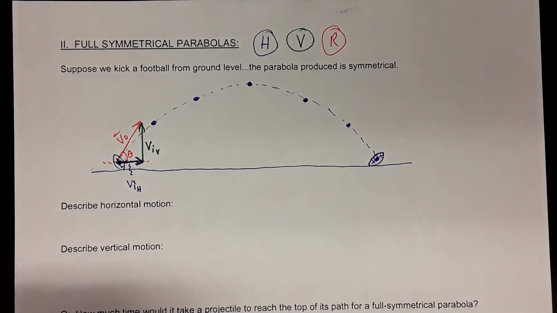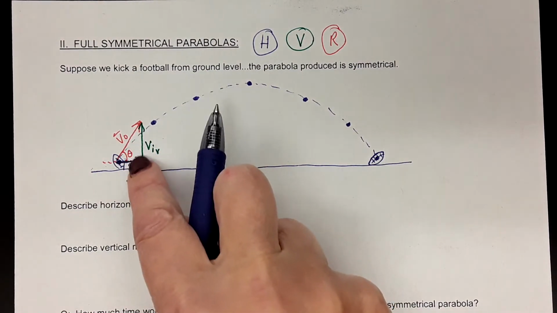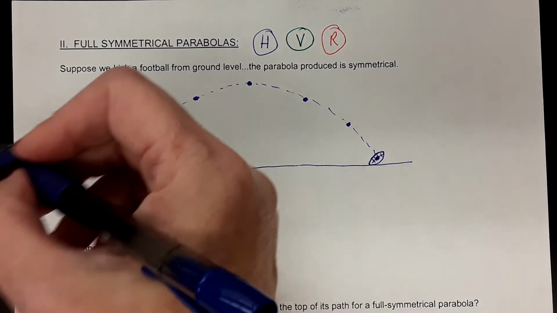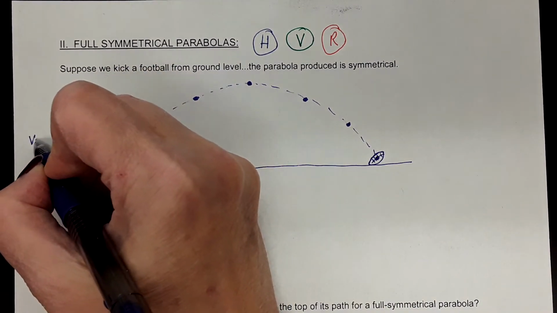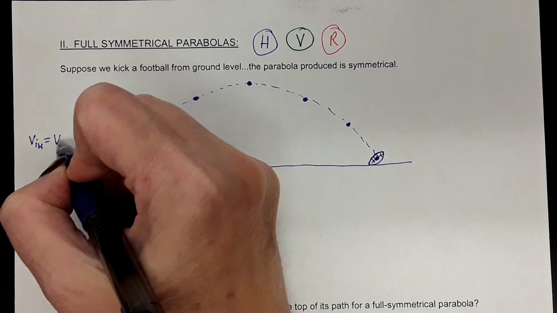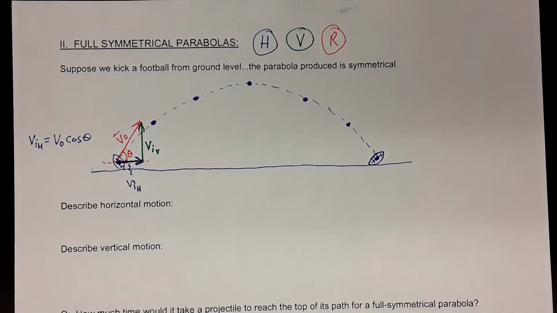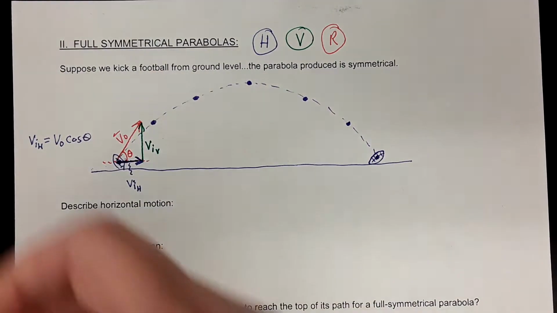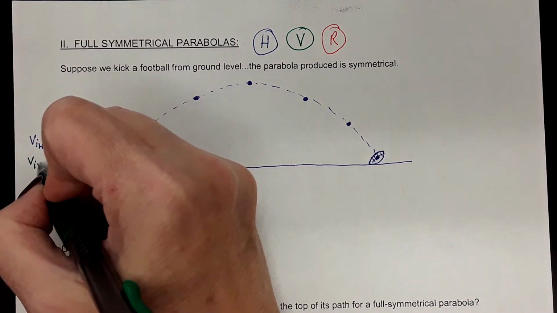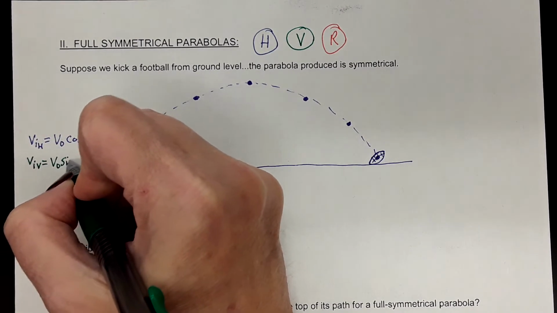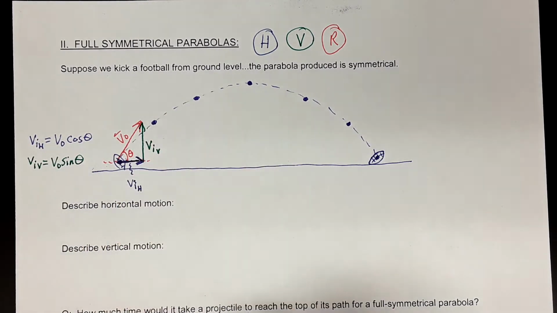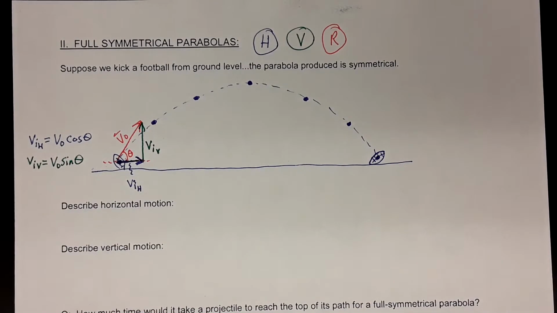This is where we learned about that skill last week, vector resolution. If you are given these two pieces here, the hypotenuse and the angle, then we know the horizontal piece is found by saying the hypotenuse times the cosine of the angle, because it's the adjacent leg. And the vertical velocity at the beginning is found by saying hypotenuse times the sine of the angle, since it's opposite the angle.